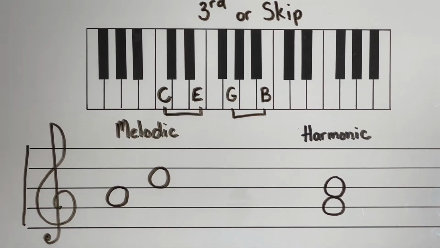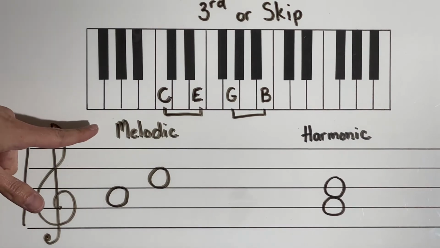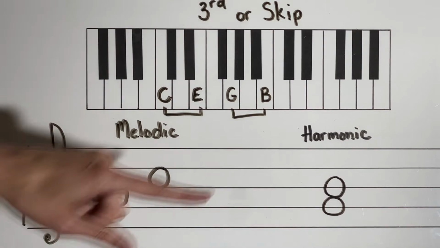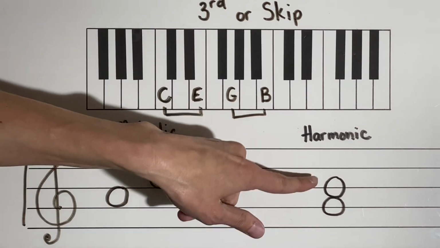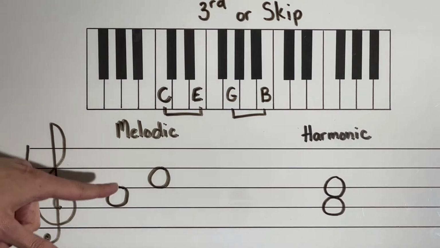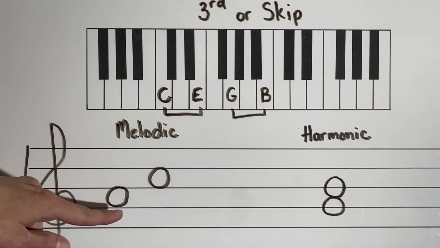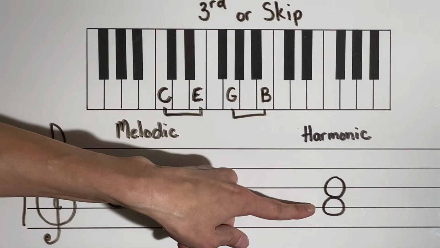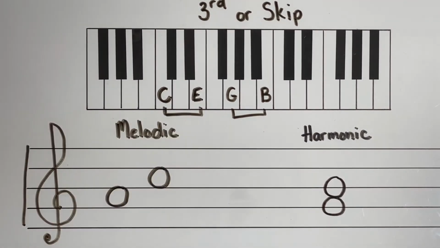Now let's go down to our musical staff. We have our two terms, melodic and harmonic. Melodic, melody, one note at a time. Harmonic, harmony, two notes at the same time. This is kind of the cool thing I want you to look at. When we do it on the staff, a skip is always going to go from a space note to a space note, or a line note to a line note.